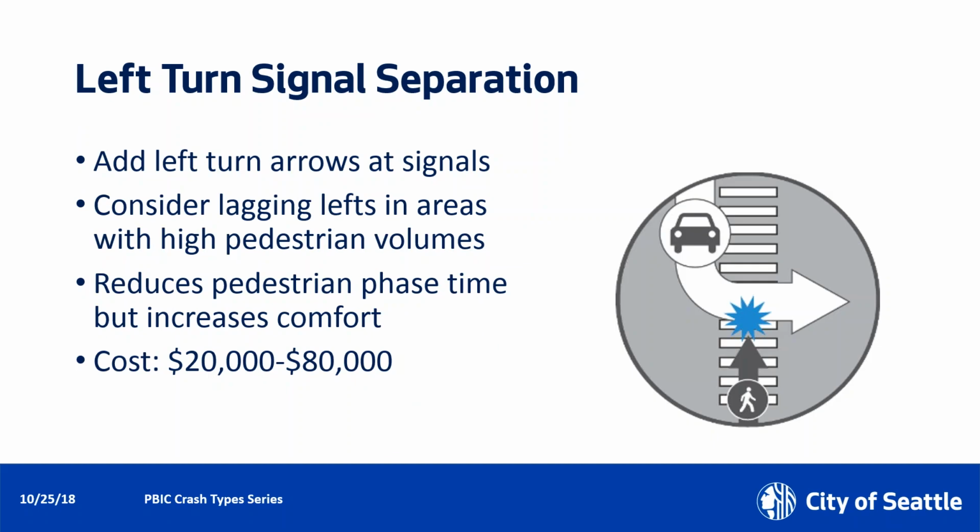Another type of treatment is left turn signal separation. Again, Chris and David mentioned this: adding a left turn arrow at signals instead of using permissive lefts is going to have a benefit. In areas with higher densities of pedestrians, you may want to consider lagging lefts, because as you have the don't walk signal, pedestrians will platoon and gather together, and it will reduce the exposure to pedestrians if you release them initially, and you may have fewer issues with people not following the pedestrian signal.